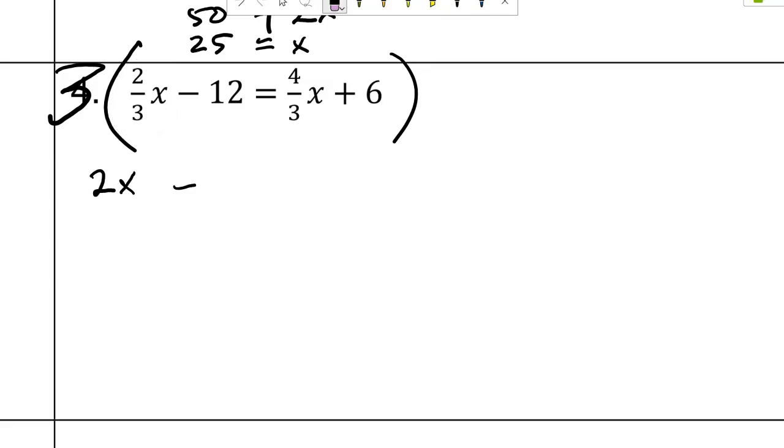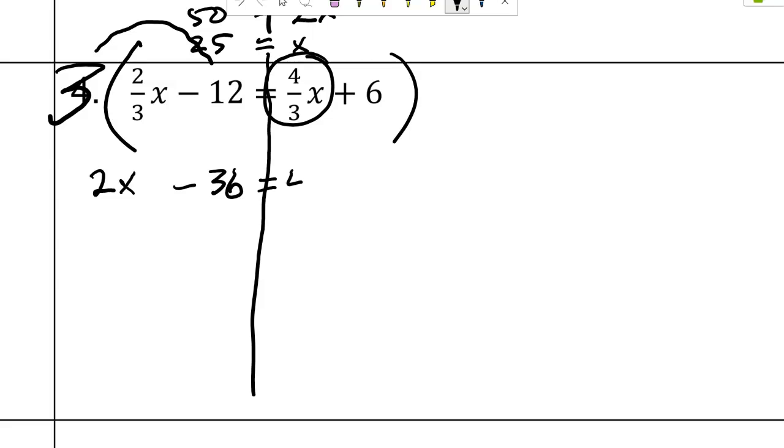Now we're going to multiply the negative 12. That's just minus 36. And then this times 3, well, the 3's cancel, leaving us with 4x. And then this times 3 gives us plus 18.